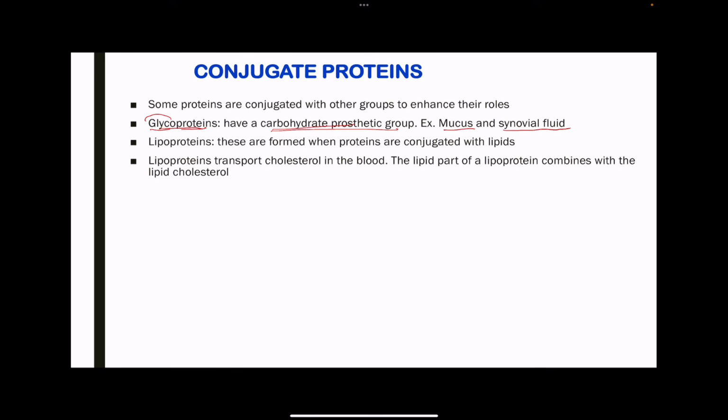We also have lipoproteins, and again, this is the lipid part and proteins, so these are going to be formed when proteins are conjugated with lipids. You also need to know that these lipoproteins help in transportation of cholesterol in the blood. In this transportation process, the lipid part of a lipoprotein is going to combine with the lipid part of the cholesterol and then enable its transportation. Here we will talk about LDL and HDL, but I'll transfer these to cardiovascular disease so that we can go into that in detail. So this brings us to the end of topic 1A.